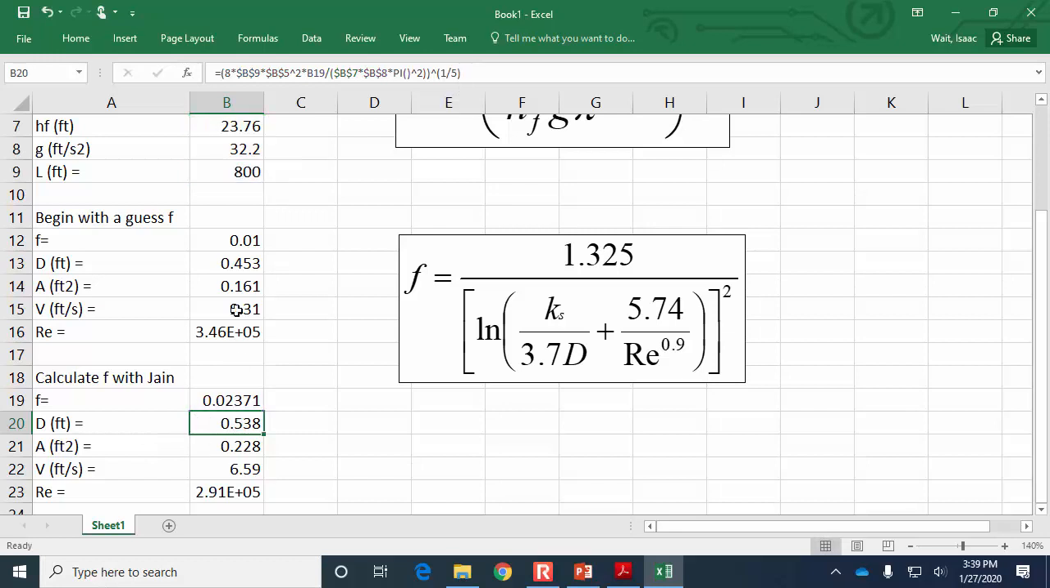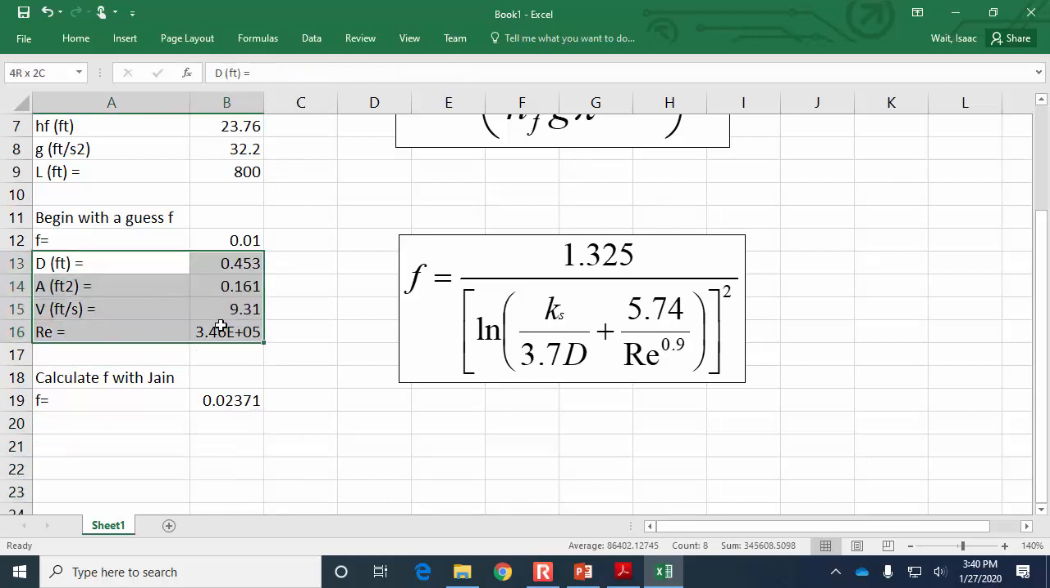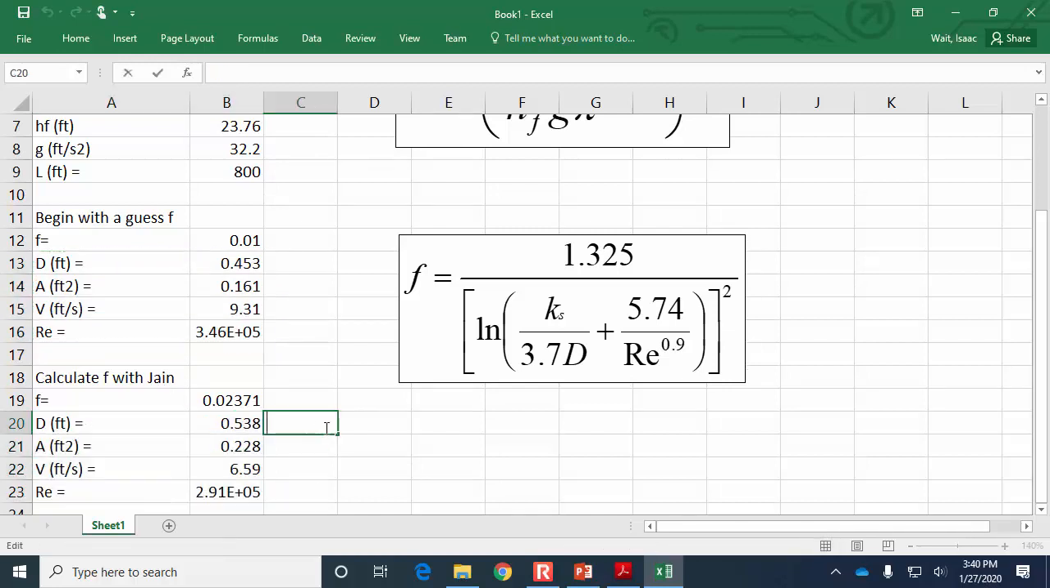And so we'd already had the formulas for area, velocity, Reynolds number, so we don't have to type them in again. We just highlight, select, Control C for copy, Control V for paste, and all those things are dynamically iterated. All right, so are we done? Well, if we go from a diameter of 0.45 to 0.53, that's a big change. I want it to be changing less than 1% from iteration to iteration. So we haven't yet hit the threshold where the diameter is hardly changing anymore.